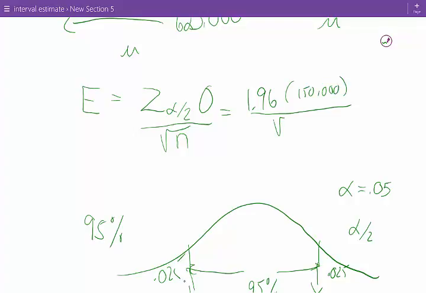And our sample size is 36. We want the square root of 36. So let's work this out. 150,000, and the square root of 36 is 6. 150,000 divided by 6 is 25,000. 1.96 times 25,000 comes out to a freakishly nice $49,000. So that's our margin of error.